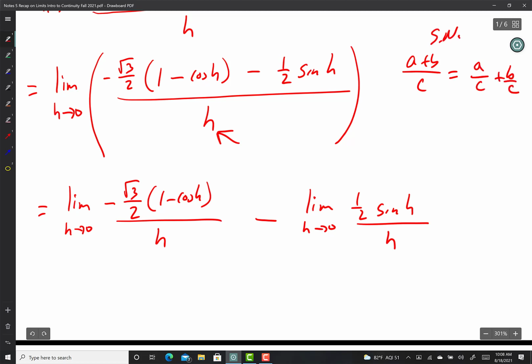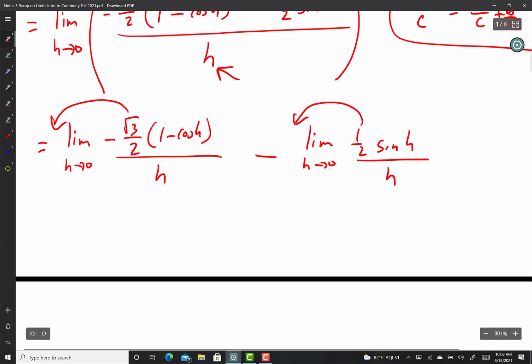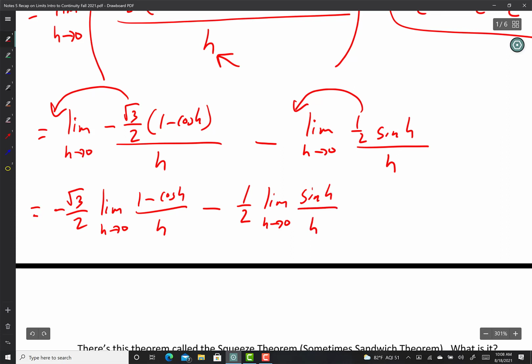This is a side note. I don't want you guys to think like, where's this coming from? Are we still okay, guys? This square root of 3 over 2 is just a constant. I can rewrite that and put it in the front. Same thing with that half, just to make it neater. If you don't like that, you can leave it alone. Negative square root of 3 over 2, limit as h approaches 0 of 1 minus cosine h over h. See, it looks a lot cleaner now. Minus 1/2 limit as h approaches 0 of sine h over h. Are we okay?